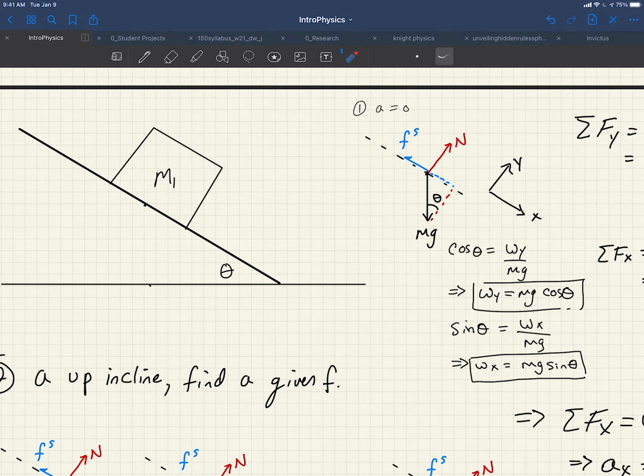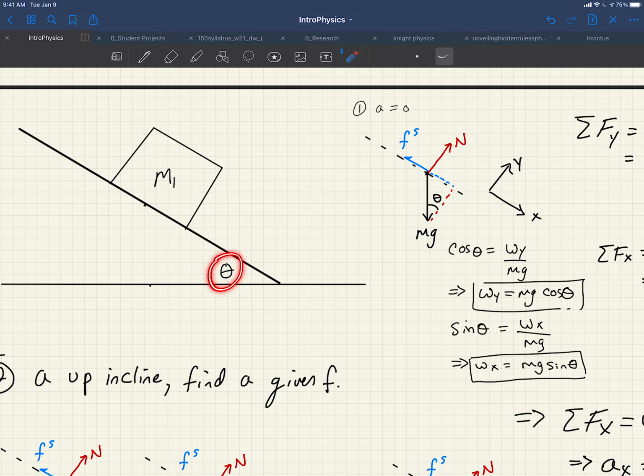So let's imagine we have a box sitting at an incline as shown at some angle theta. In the first case, we want to consider what if the acceleration of the object is equal to 0. Well, if you draw your free body diagram in the standard way, you get your weight force down, your normal up, and your friction that way. However, those magnitudes are not drawn arbitrarily. We know that this part of the normal force has to equal that part of the weight, and that this part of the friction has to equal that part of the weight. Hopefully that's review for everybody.